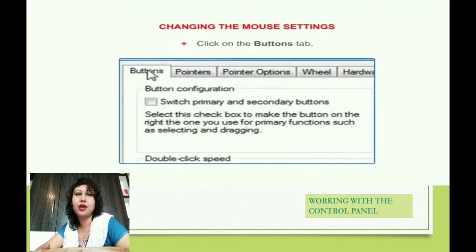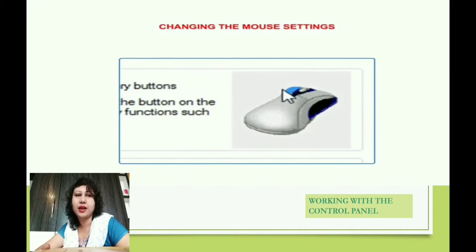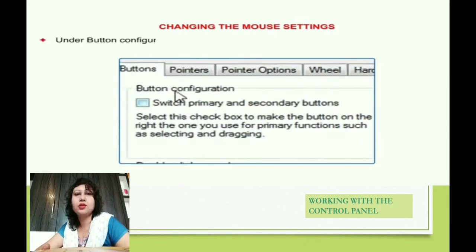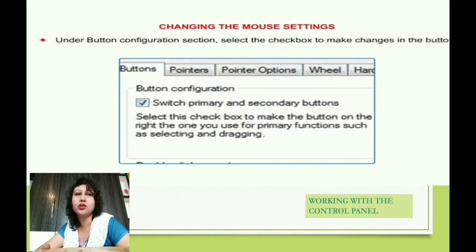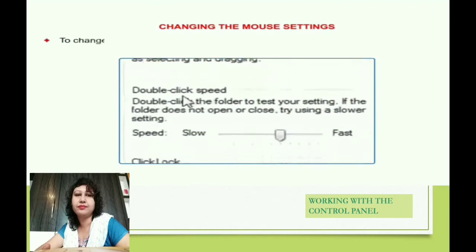From there we have to click on the Buttons tab. It provides options to change the setting of the mouse buttons to right-handed or left-handed. Under the Button configuration section, we have to select the checkbox in order to make the changes in the button on the right, the one which we use for primary functions such as selecting or dragging.